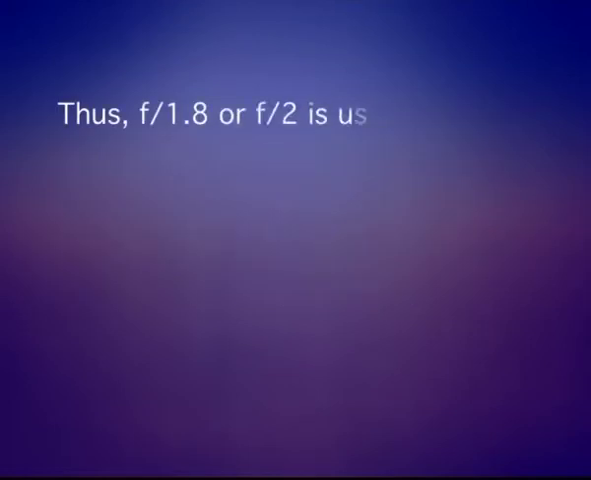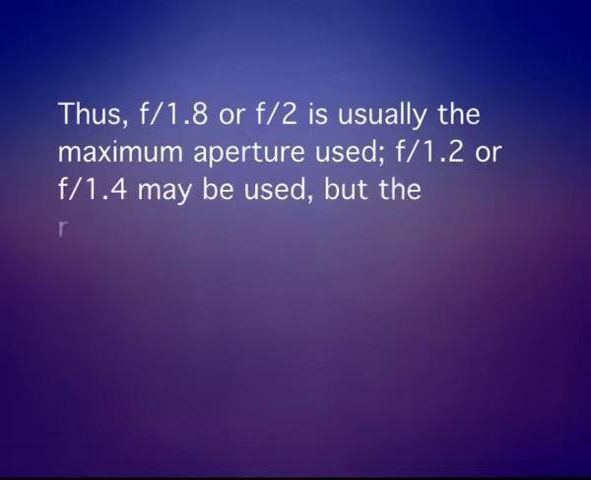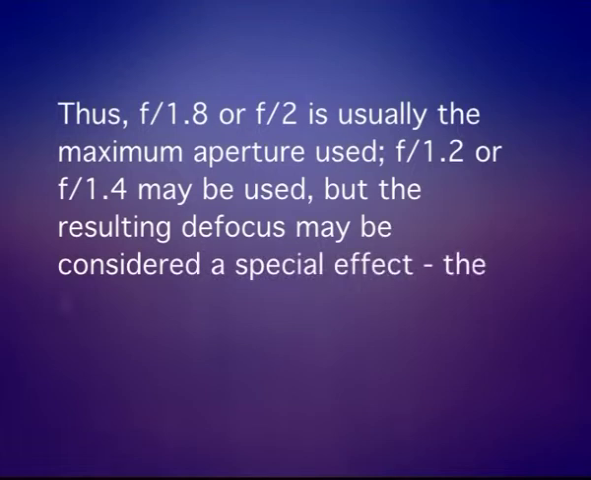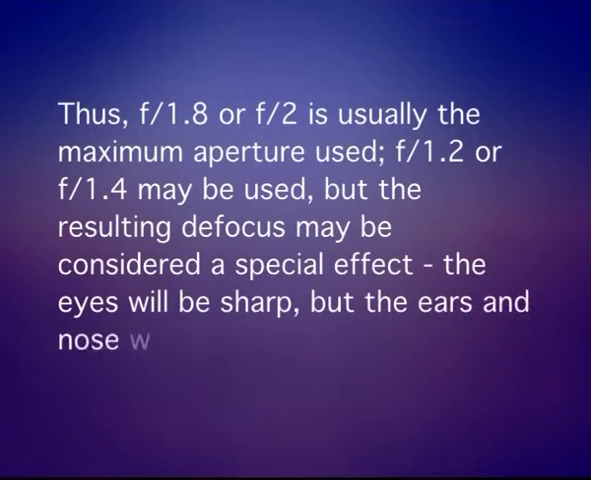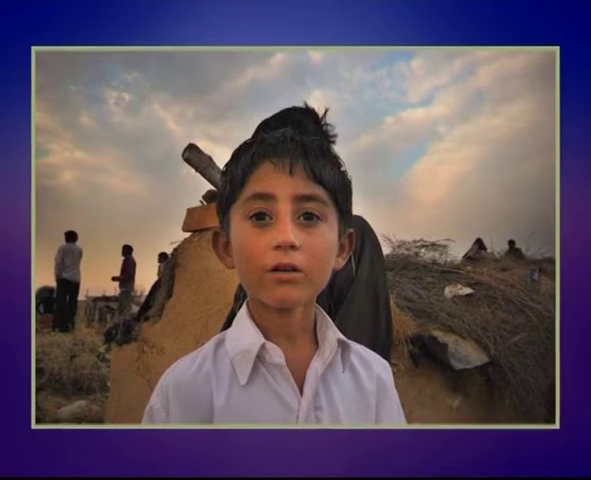Thus, f/1.8 or f/2 is usually the maximum aperture used. f/1.2 or f/1.4 may be used, but the resulting defocus may be considered a special effect. The eyes will be sharp, but the ears and nose will be soft. Conversely, in environmental portraits, where the subject is shown in their environment rather than isolated from it, background blur is less desirable and may be undesirable, and wider angle lenses may be used to show more context.